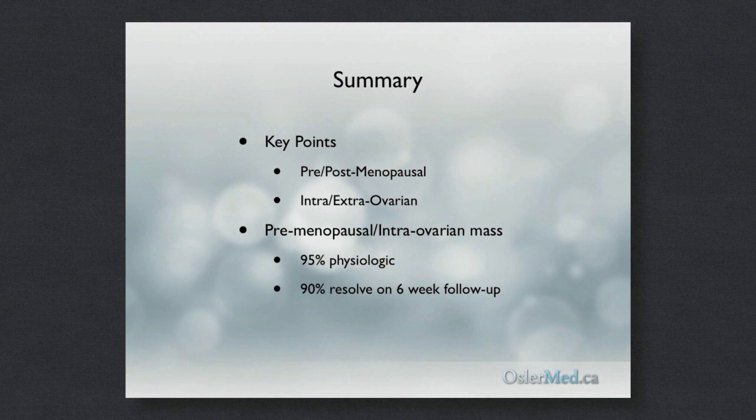And the importance of those key points is that in a premenopausal patient, if you find an ovarian mass, the vast majority will be physiologic masses, most often functional cysts, sometimes functional hemorrhagic cysts, and the majority of those cysts will resolve with follow-up.